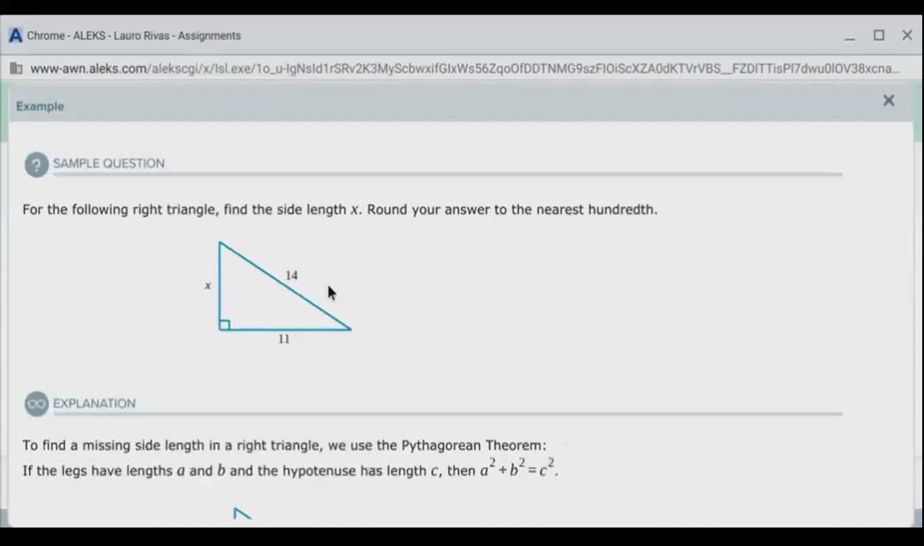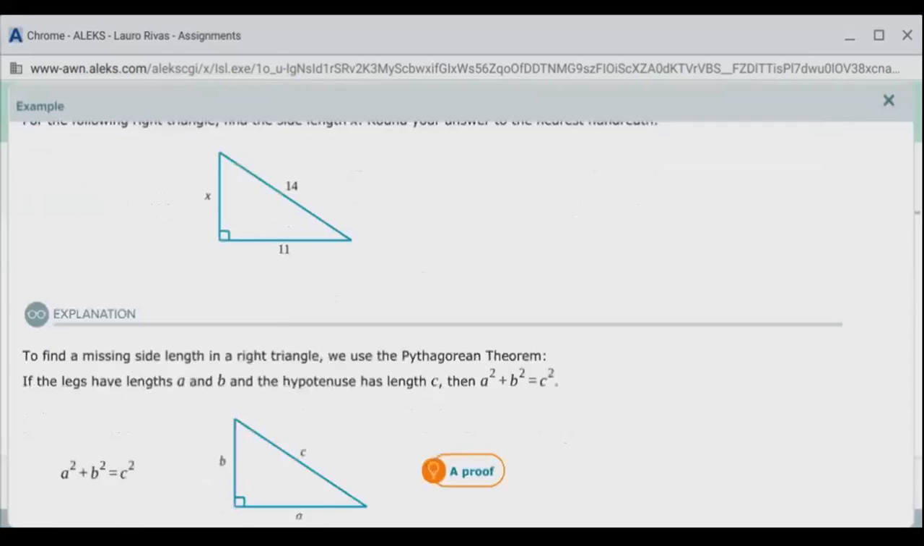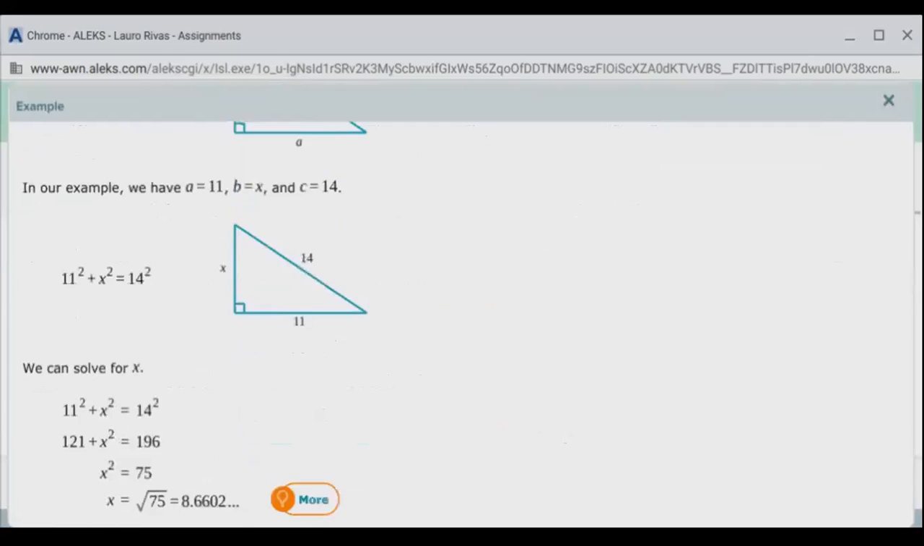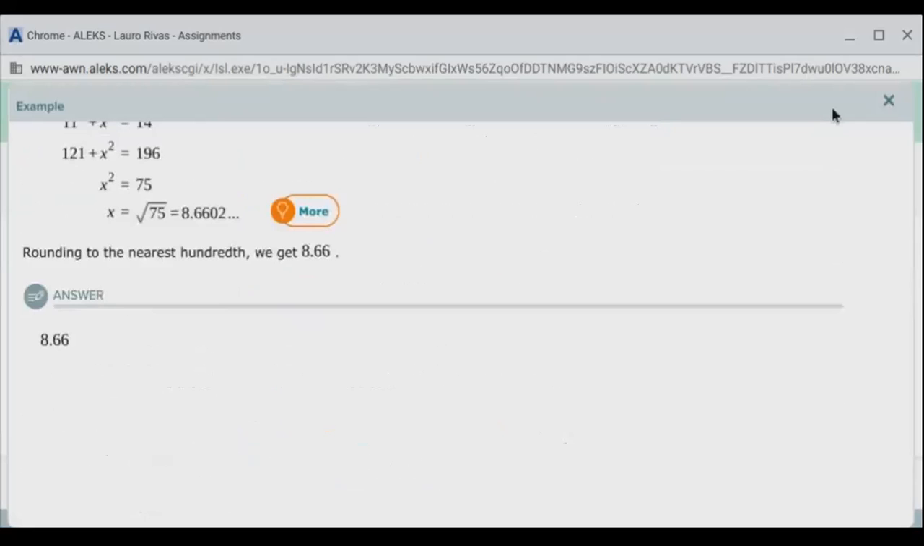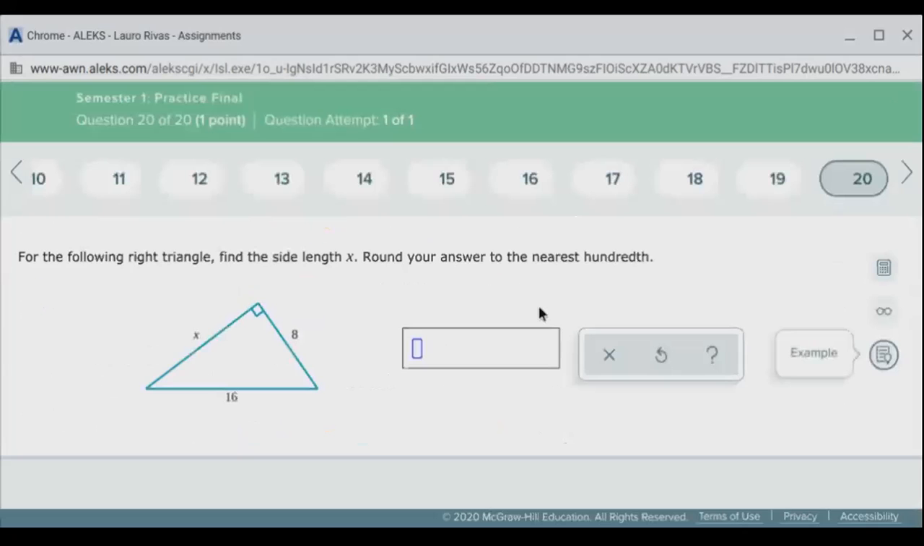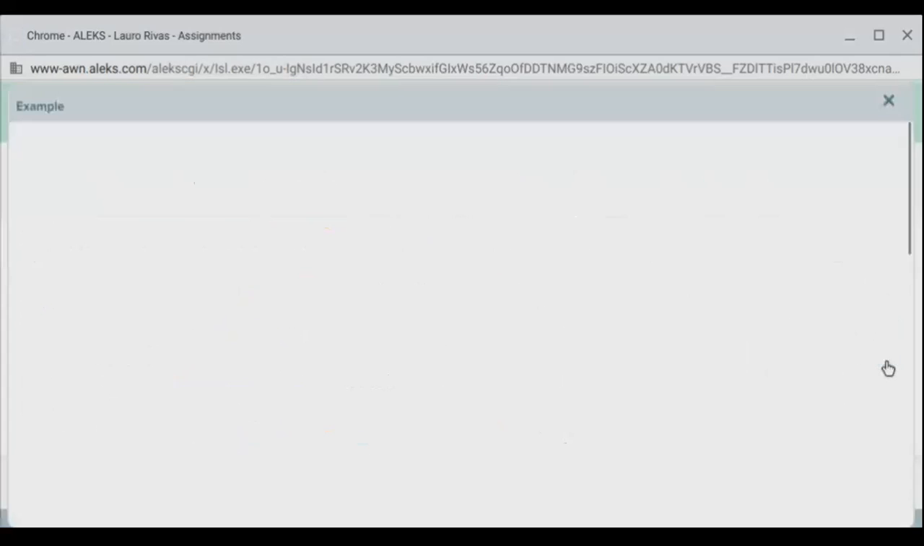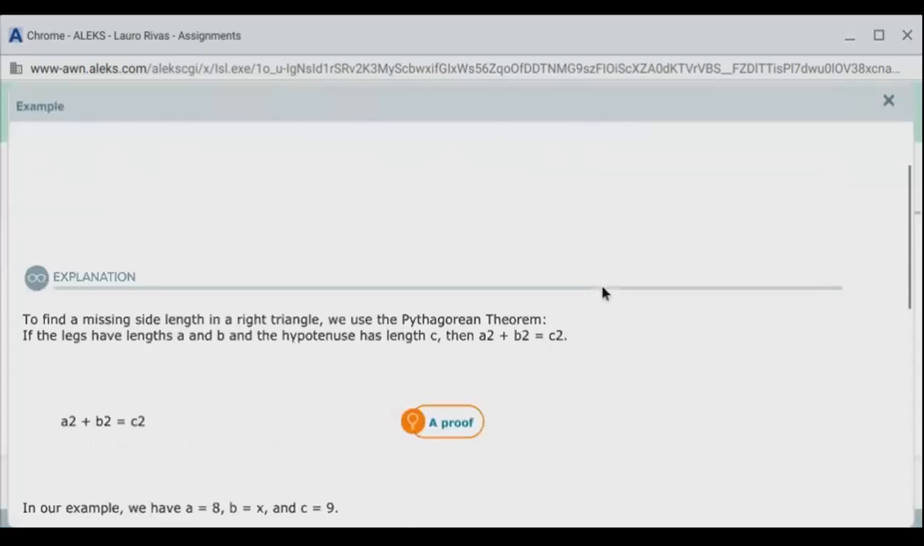You see that? Once you understand how to do it, you can close this and go back to the problem and be able to do it. If you select for explanation, the computer would actually do the problem for you, but you wouldn't have a chance to answer it anymore because you used that already. So when you get to this problem, look at the example and try to use that to help you.